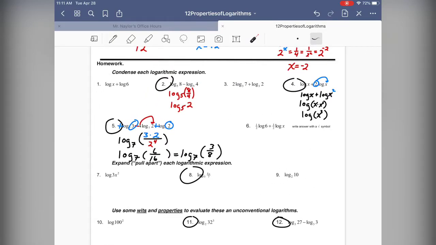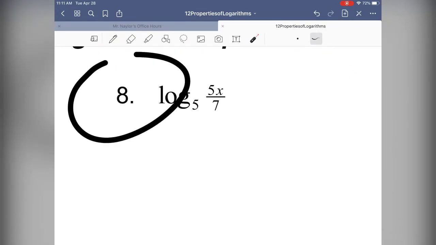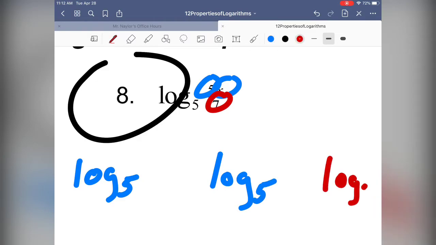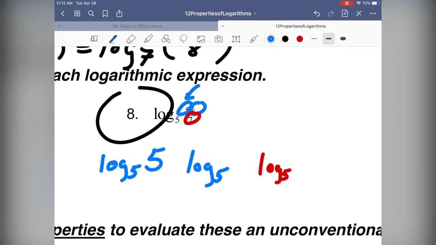Now, number 8, you have to recognize kind of backwards that number 8 has 3 units. And we're talking about a 5, an x, and a 7. So what that means is we're going to end up with 3 logs. Did you write the log 3 times? So if I write this out 3 times, then it's going to allow me to put the 5 up here, with the log that's being added.